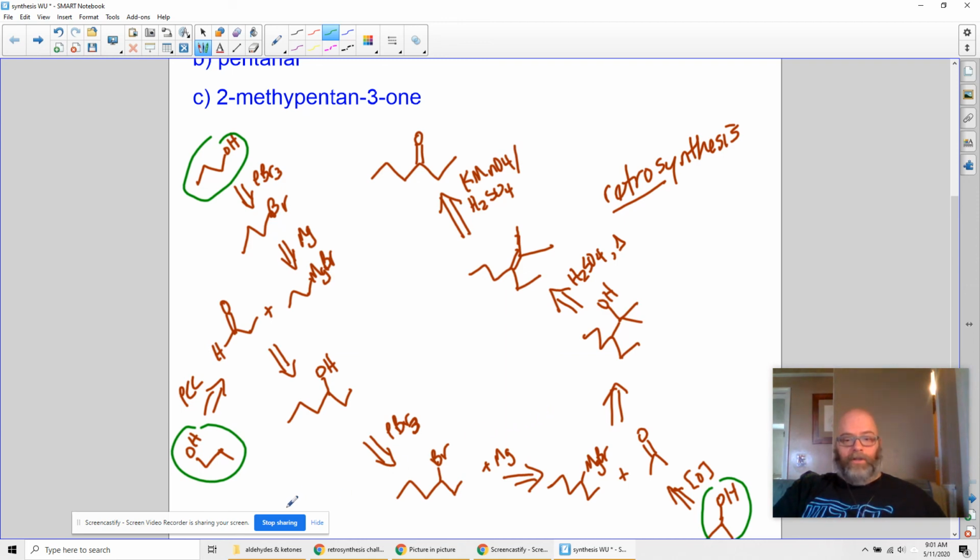Hopefully it makes sense. If you have any questions, let me know. But you're going to propose syntheses of these 3 molecules and upload them in the assignment. All right, good luck.